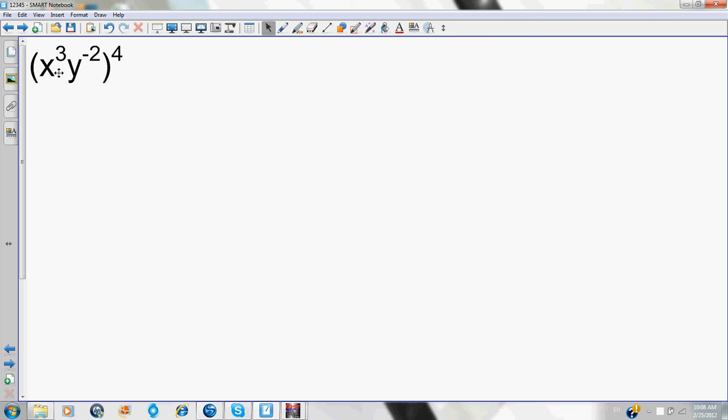Okay, now let's apply it to this one. x to the 3rd, y to the -2, to the 4th power. So as you learned, when you raise a power to a power, you have to multiply the exponents. And that 4 on the outside of the base here tells you to multiply x to the 3rd times itself 4 times, and y to the -2 times itself 4 times, because that 4 goes with each thing inside the parentheses. Okay?